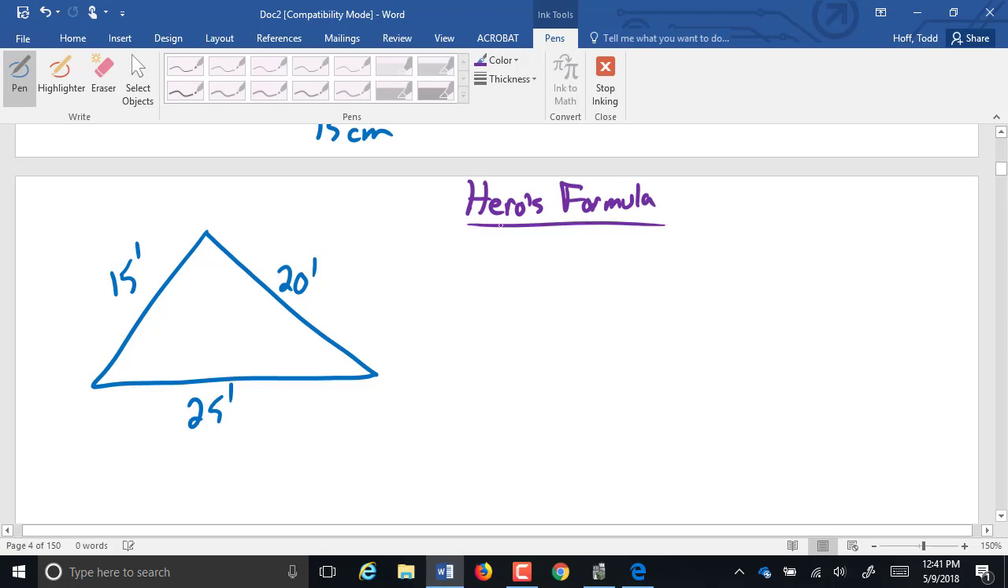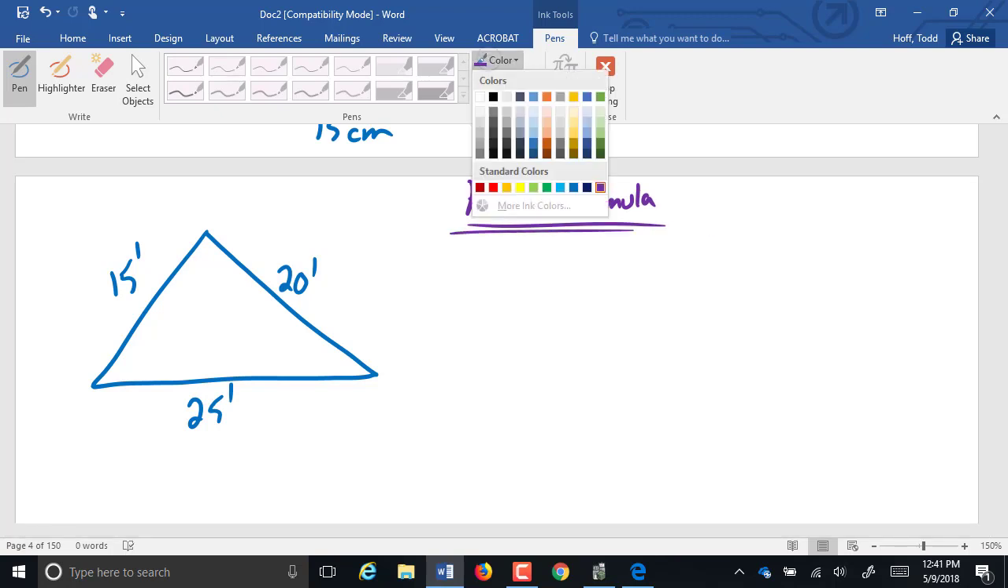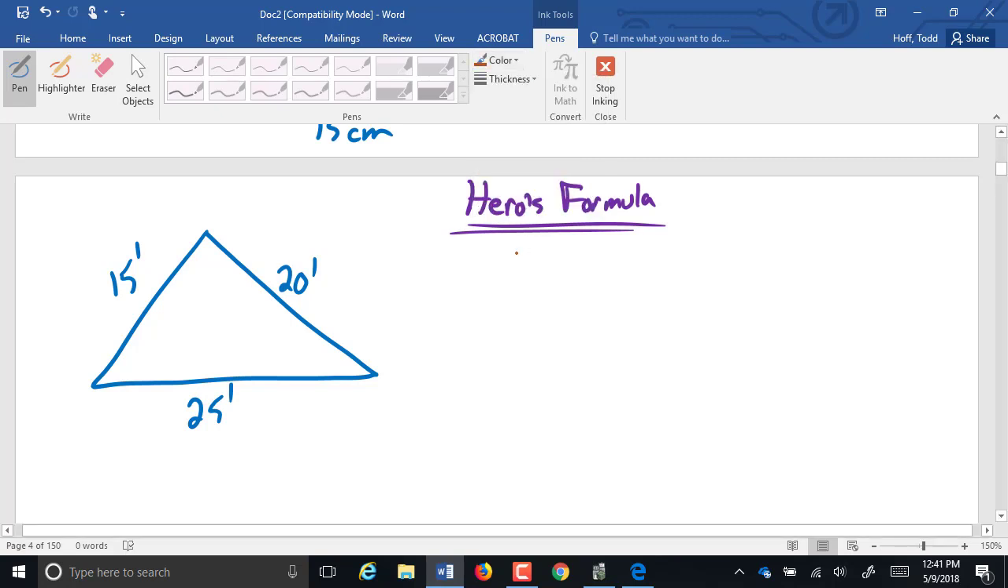Remember something called Hero's formula from last semester? What was Hero's formula? Step 1 of Hero's formula was to find the perimeter. We find the perimeter by adding together the sides. 15 plus 20 plus 25 is 60 feet.